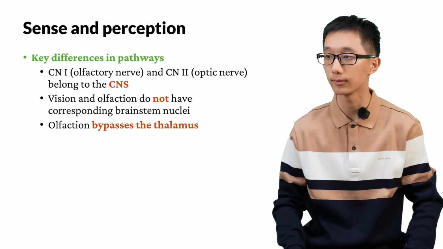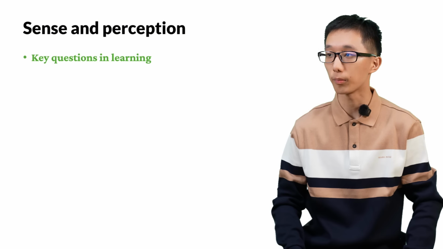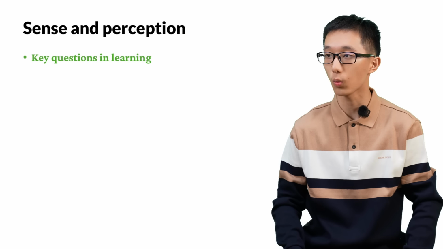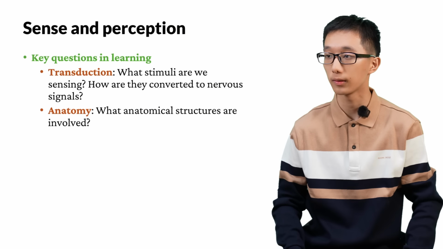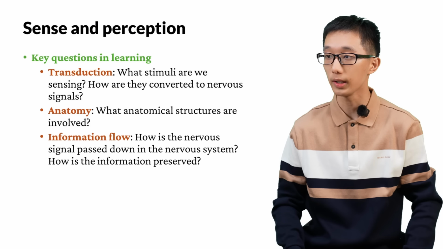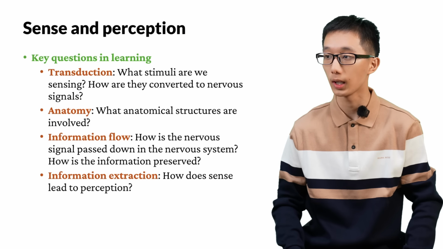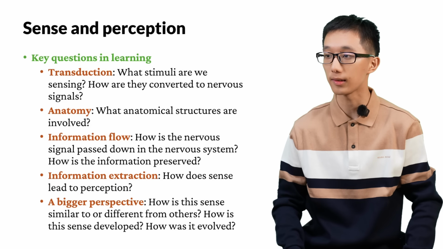And at the end of this overview of sense and perception section, we'll take a look at some key questions in learning this. First, transduction. What stimuli are we sensing? How are they converted to nervous signals? What anatomical structures are involved? In terms of information flow, how is the nervous signal passed down in the nervous system? And how is the information preserved? In terms of information extraction, how does sense lead to perception? And from a bigger perspective, how is this sense similar or different from others? How is this sense developed and how was it evolved?